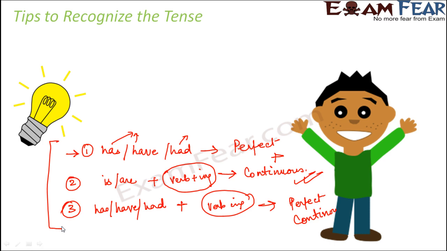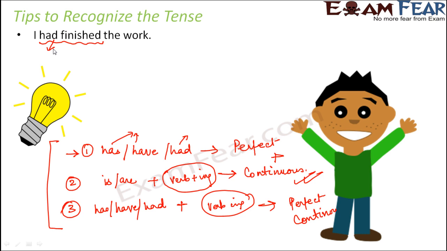Now let us try out some of the examples considering these tips. Our first example is: I had finished the work. Just focus on the verb. What do you have? The verb part here is had finished, right? So had is used here. You do not have the ing verb.